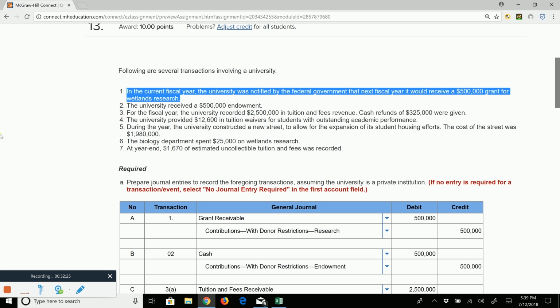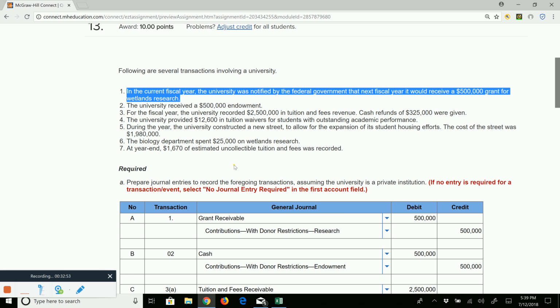Number 1, in the current fiscal year, the university was notified by the federal government that next fiscal year it would receive a $500,000 grant for wetlands research. I need you to remember that, wetlands research. That's going to come in handy. Okay, so what we're going to see here, wetlands research, we got a notification from the federal government that we're going to receive it next year.